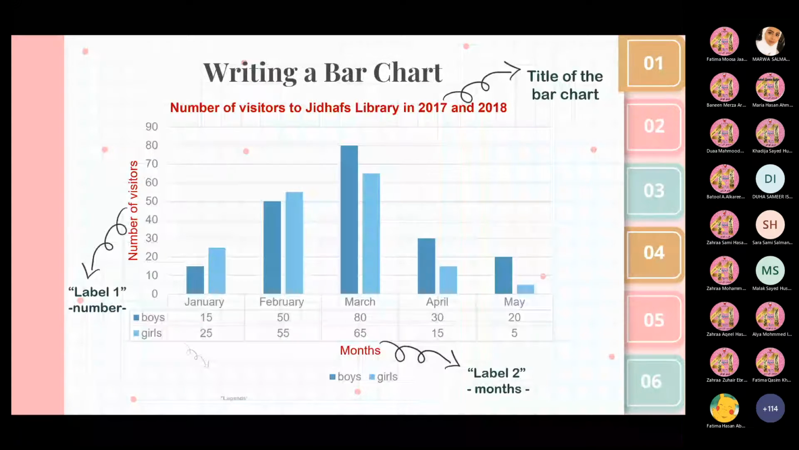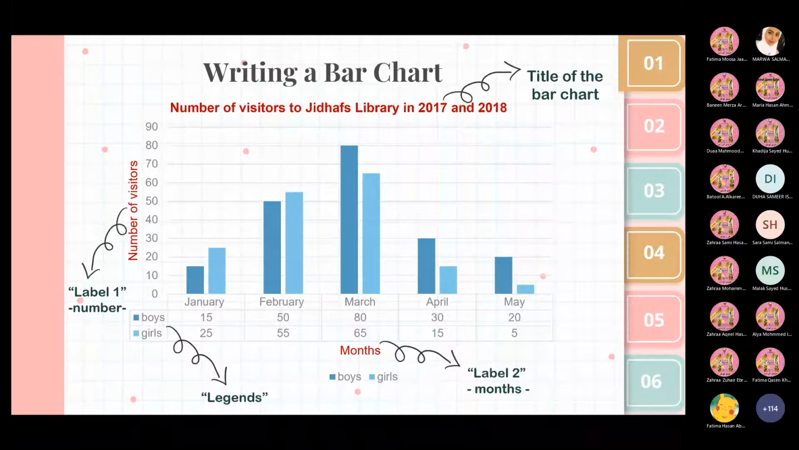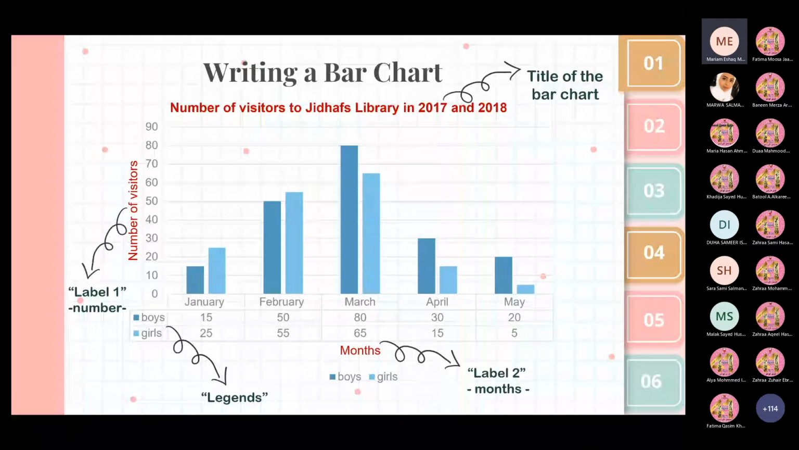Mariam? The number has dropped from 55 to 25 in girls. Oh, yes, from 55 to 25 in February in girls. But it's dropped from 55 to 50 in February. Okay, thank you, Mariam.